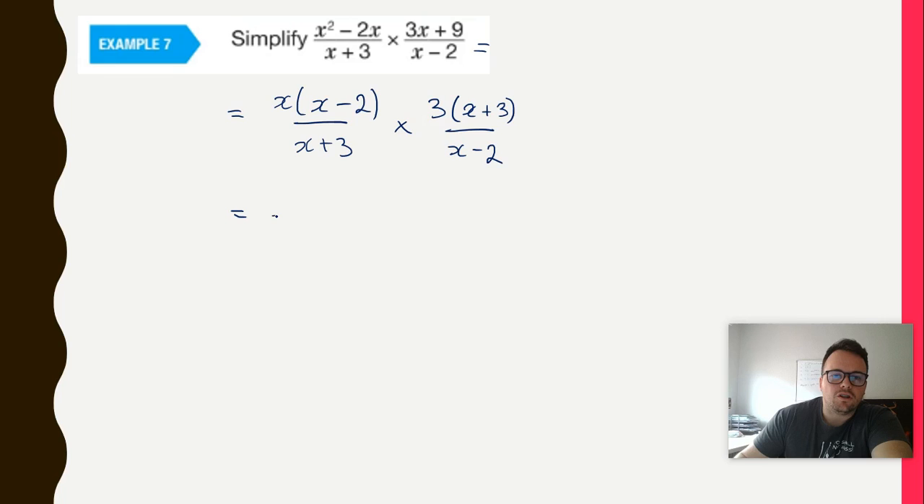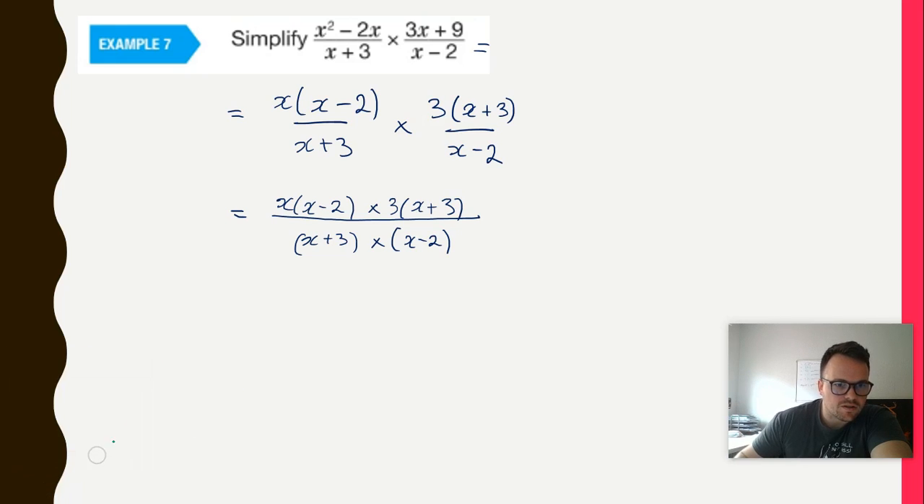And now you put this as a whole fraction: x times x minus 2 times 3 times x plus 3, over x plus 3 times x minus 2. Let's use another pen, since I can change the colors. I can see here we have x plus 3, so we can cancel out these two brackets, and then the common factors x minus 2 and x minus 2. And my answer is x times 3, 3x.